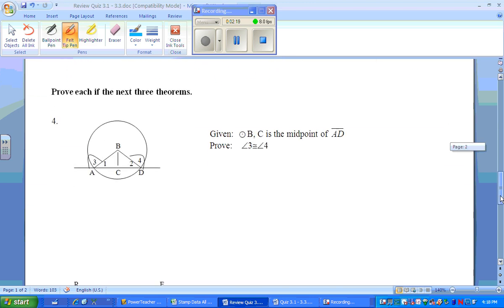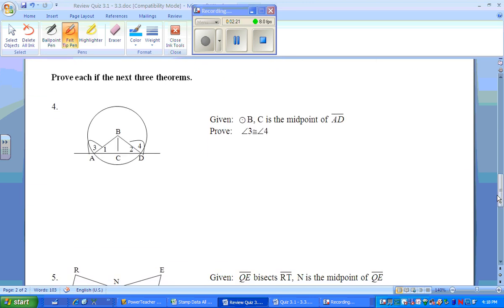Now for the proofs. Question 4. You see a circle, you see a line going through it, you see a triangle being created of ABD, and then there's a line BC in between, breaking up into two smaller triangles. So our given information is circle B, and that C is the midpoint of AD.